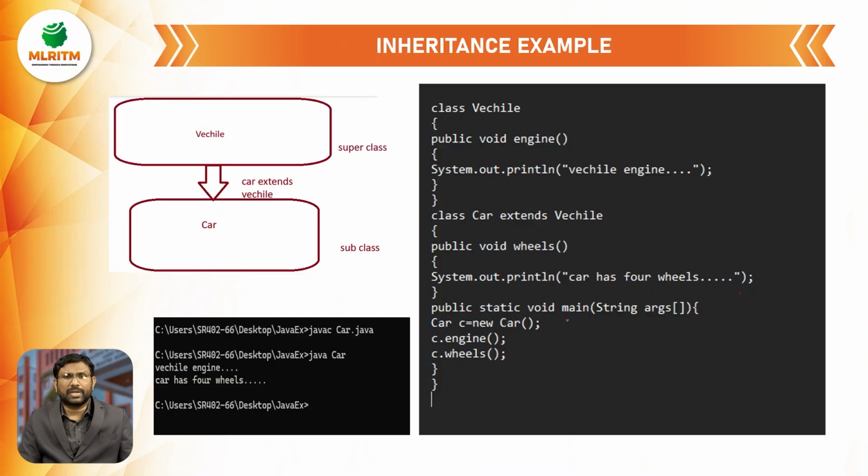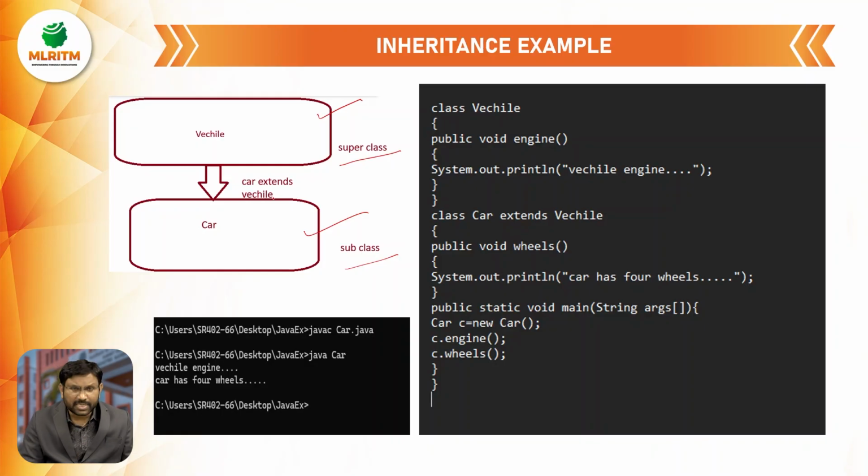So here I will explain one simple example for inheritance. Here I have taken one vehicle, one car. Here vehicle is called the superclass, nothing but the parent class, and car is nothing but the subclass, the child class.